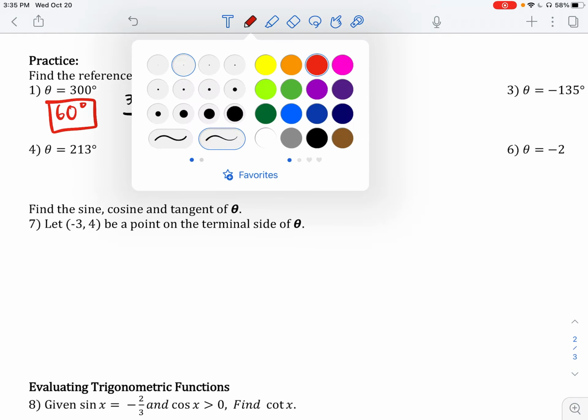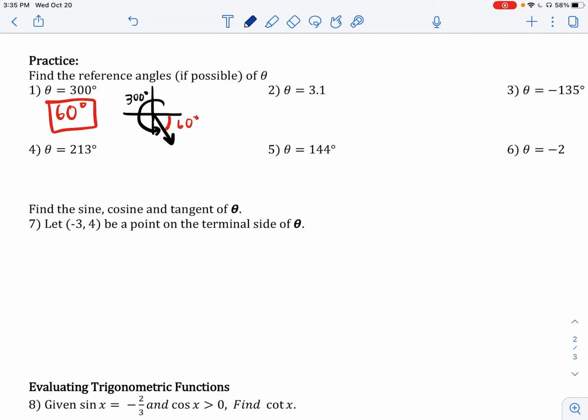So my reference angle would be 60 degrees. Okay, let me jump to number 4 first before I do number 2. What about when your angle is 213 degrees? Well, that angle, 213 degrees, is a little bit past 180. Specifically, how many degrees is it past 180? It's past 180 by 33 degrees. So our reference angle here would be 33 degrees. That's the angle between that terminal side and the closest x-axis.